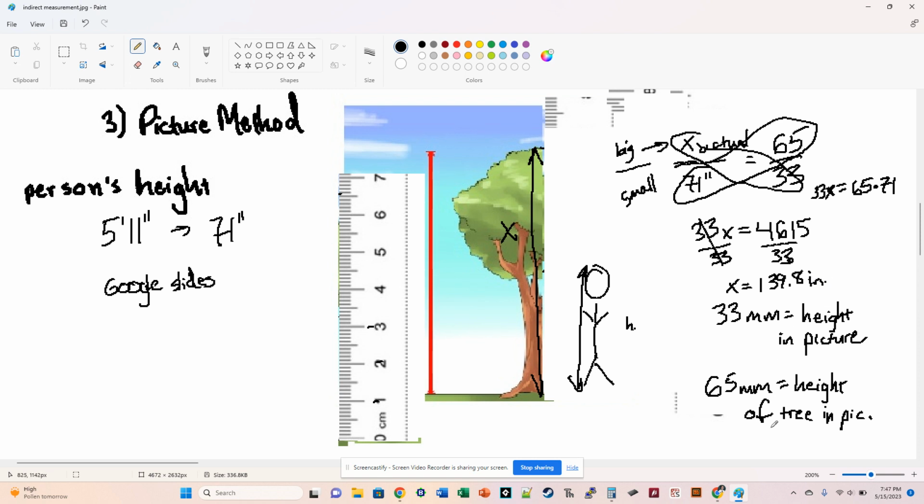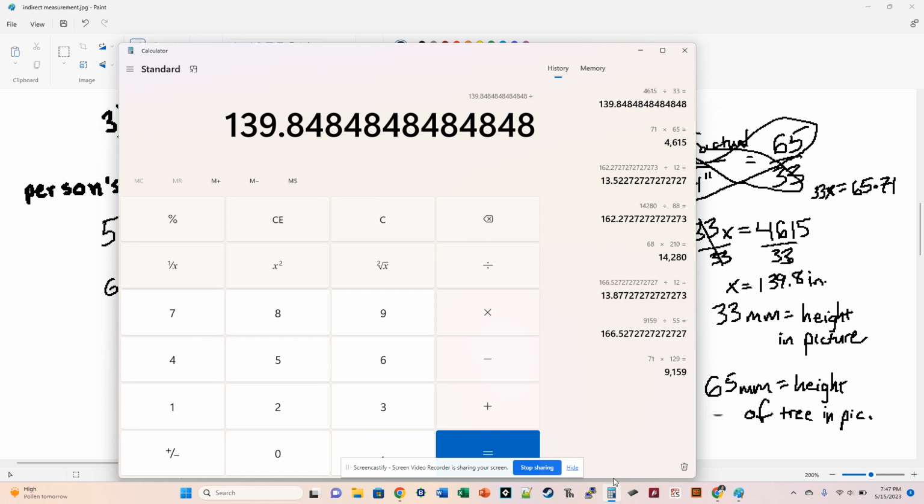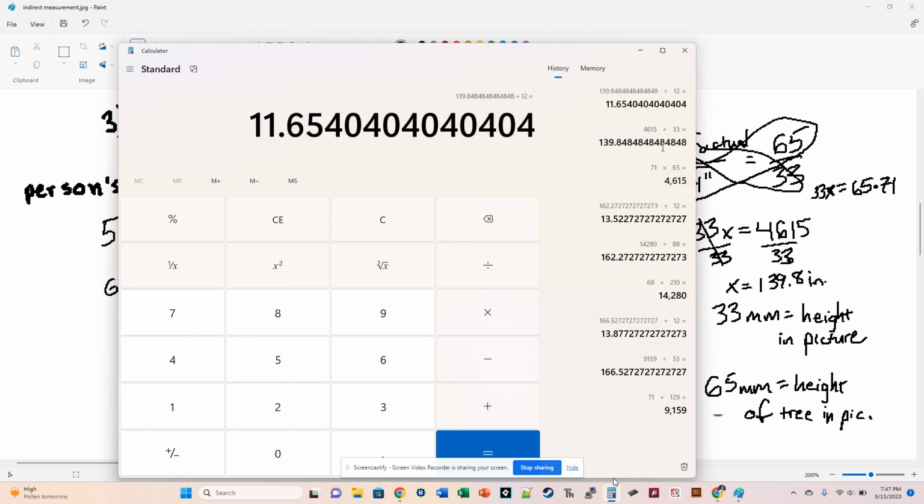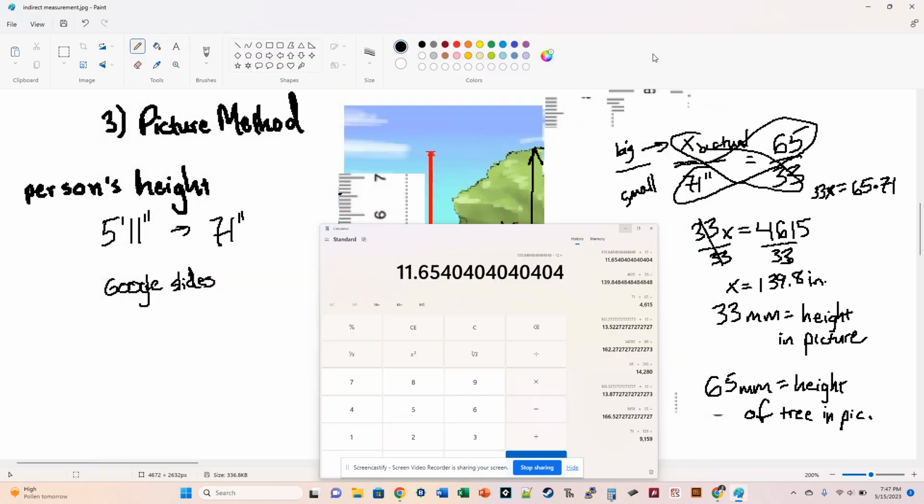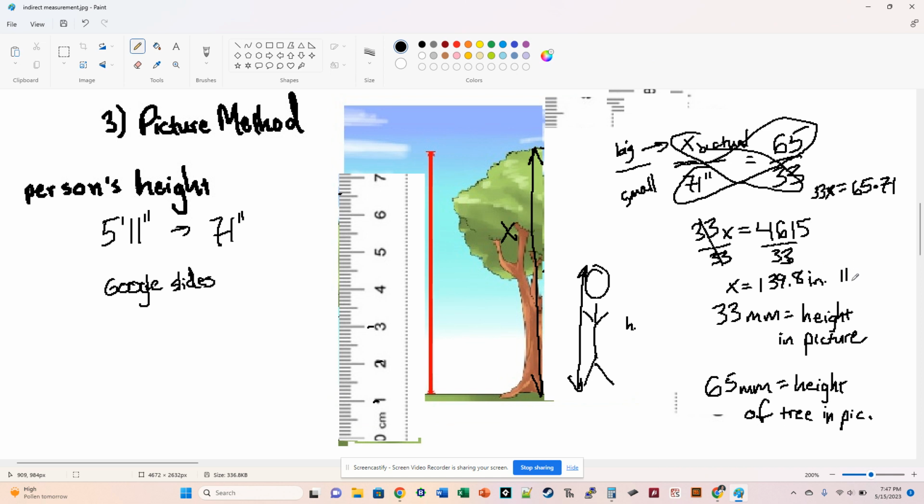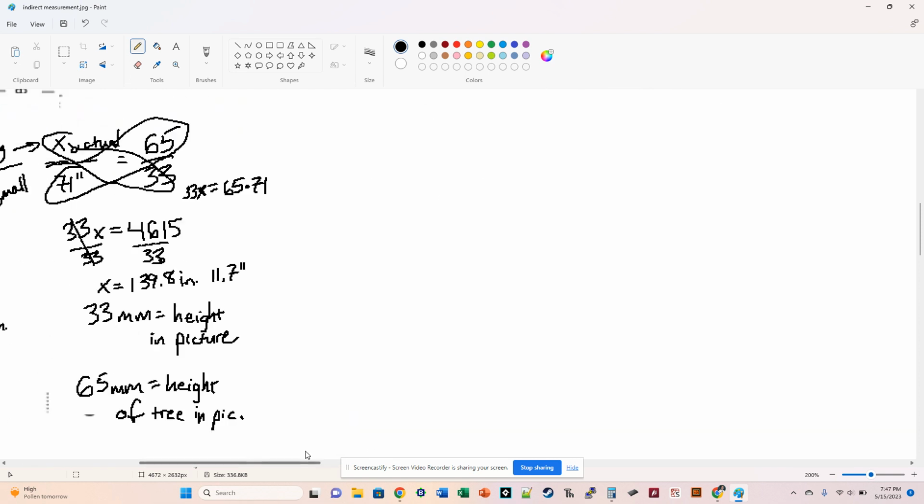Okay. I'm going to divide that by 12 just so I can imagine what the feet are looking like. Looks like I got about 11.7 when I round that. A little bit less than my other measurements, but then again, this picture was not an actual picture of me with the tree.